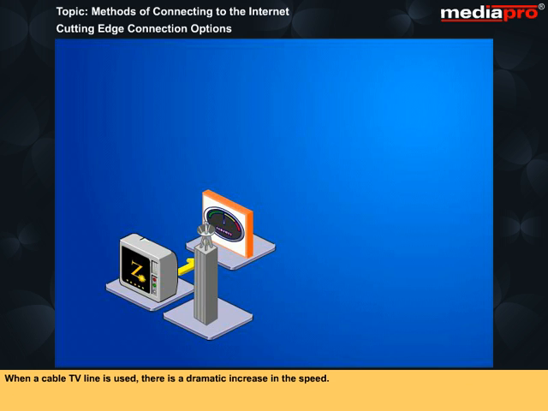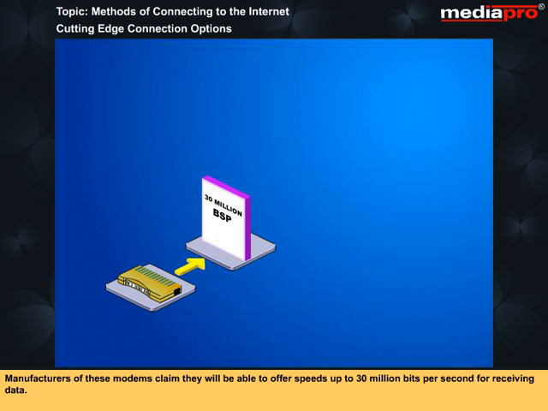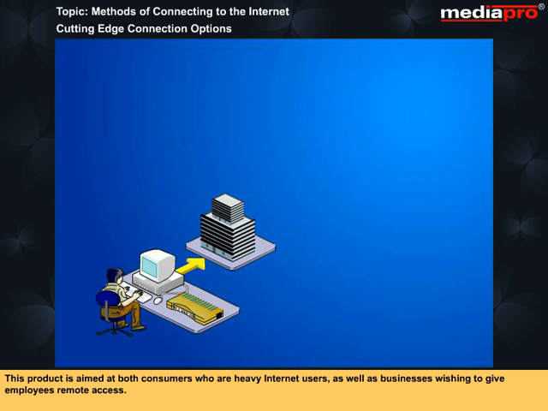When a cable TV line is used, there is a dramatic increase in the speed. Unlike standard modems, cable modems receive data at much higher rates than what they use to send data. Manufacturers of these modems claim they will be able to offer speeds up to 30 million bits per second for receiving data. This product is aimed at both consumers who are heavy internet users as well as businesses wishing to give employees remote access.